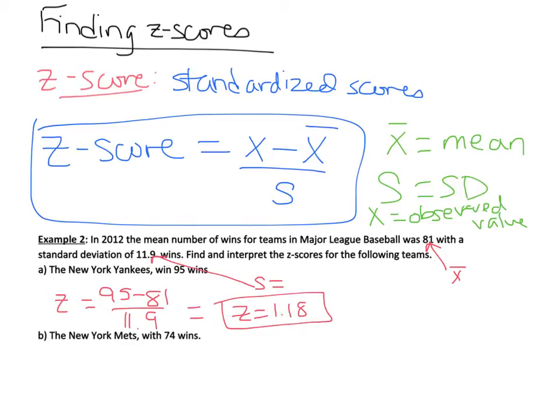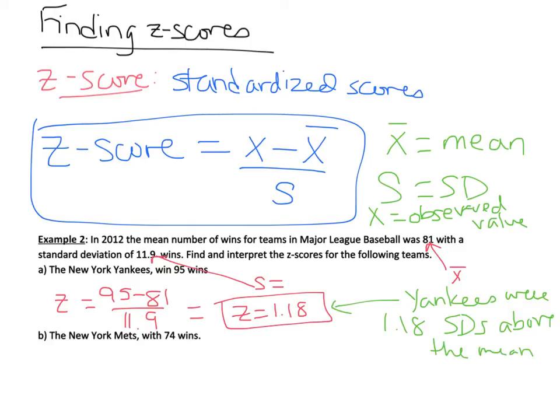So what that means is that the New York Yankees were 1.18 standard deviations above the mean. So that's pretty good. You'll notice sometimes you're going to have positive z-scores, which means that you're above the mean. Other times, as you might be able to guess with the Mets, you will have negative z-scores, which means that they're going to be below the mean.